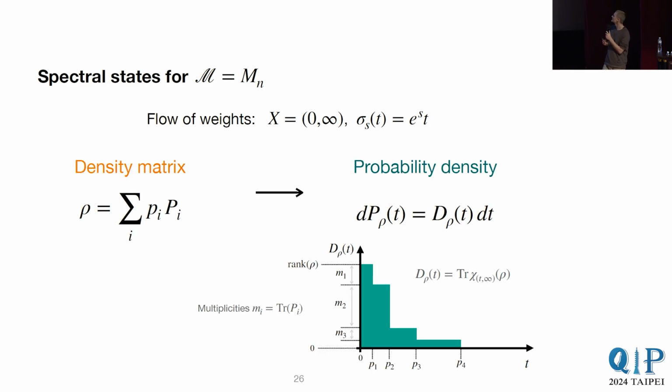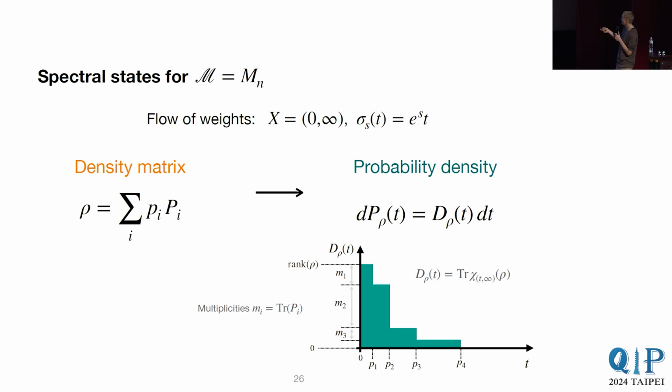So what's the spectral state? The spectral state of a density operator, rho, in spectral decomposition here, is given by the cumulative distribution function. So it's the probability density given by this formula. This takes in a number t and spits out the amount of dimensions that are taken up by eigenvalues larger than t. So why is that a probability density, you might ask?